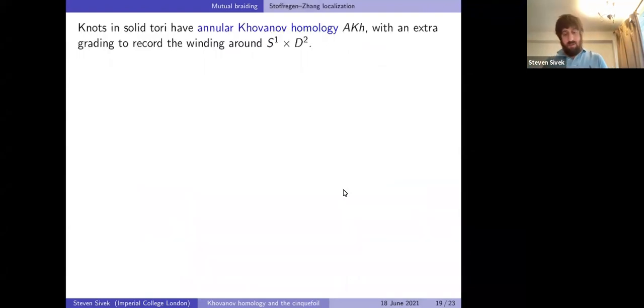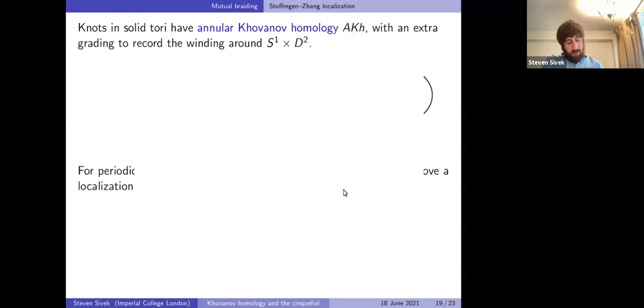Now, why do we care about that? You can maybe see that I'm going to apply a localization theorem. There's just a little more information we have to extract. Knots, if they're in S3, they have Khovanov homology. If we embed these knots in solid tori, then they have so-called annular Khovanov homology. Instead of being bigraded, this is a triply graded homology theory. The extra grading just says you resolve all the crossings, you get some diagram of unknots, and you record how many times those wind around the solid torus. And this winding gives you a filtration on the original Khovanov homology complex. So this is the associated graded object. There's a spectral sequence from annular Khovanov homology to the standard one.